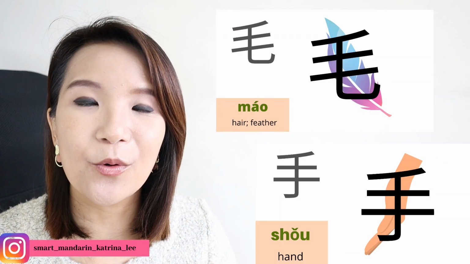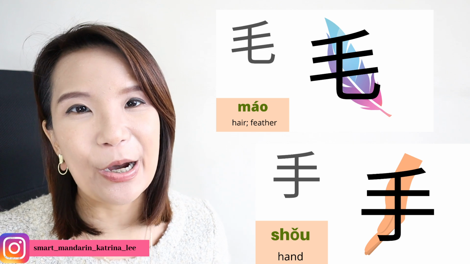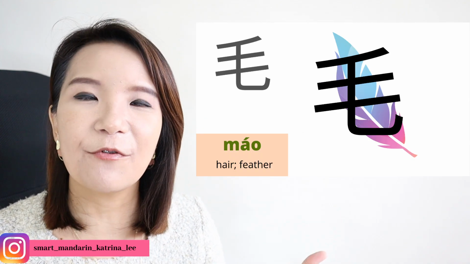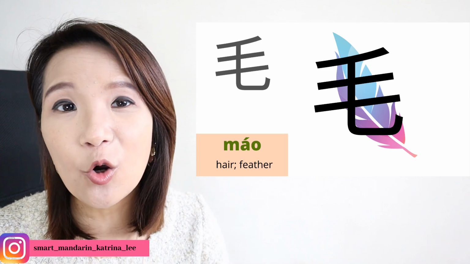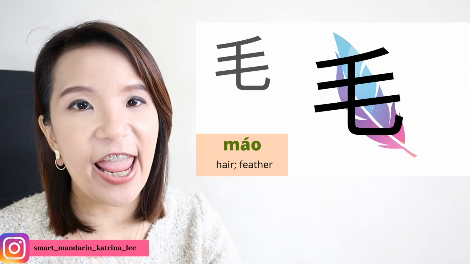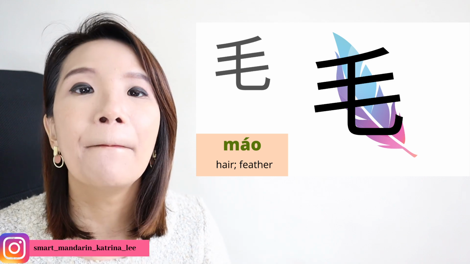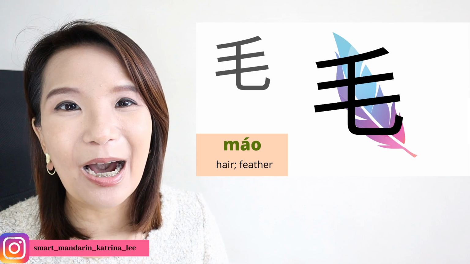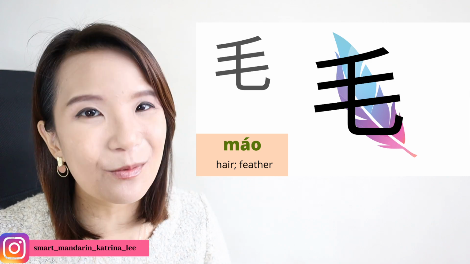And another similar pair is mao and shou. One of my students said they look very similar. So mao comes from the image of a feather, and it also means feather or hair, body hair. Mao, and you can just imagine how the feather flies, mao, and this is how mao is written.